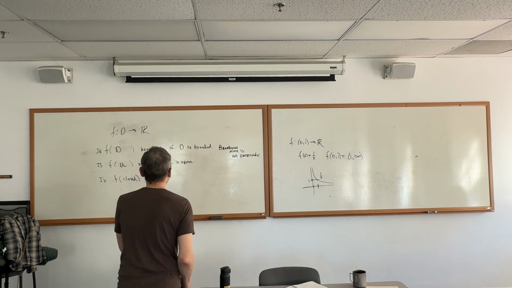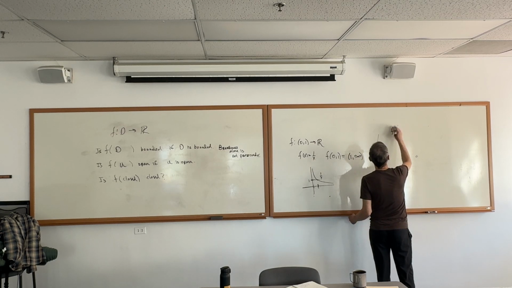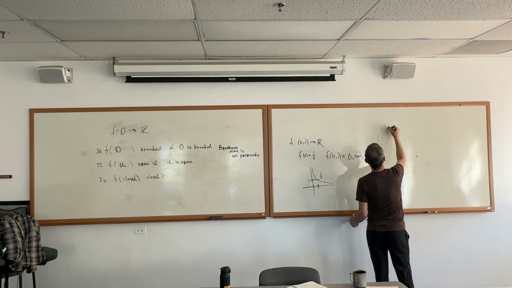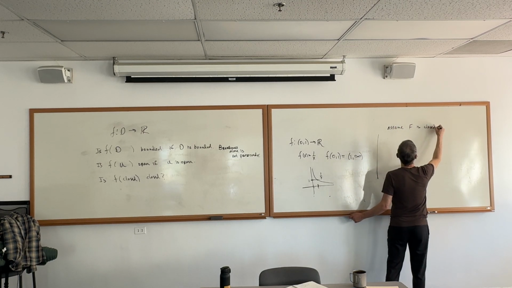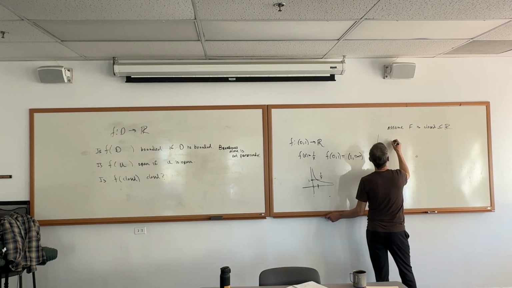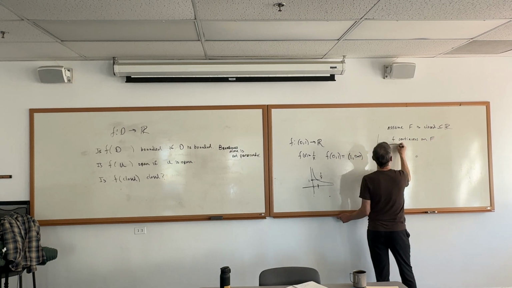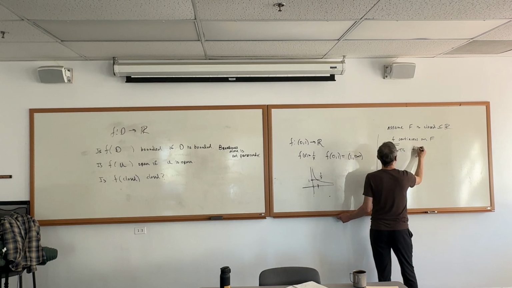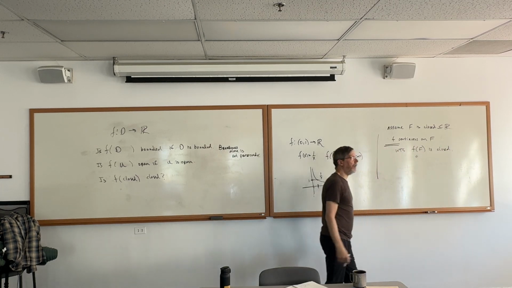Yeah, your intuition's totally right, this one is true. So let's actually prove it. Let's assume that big F is a closed set, a subset of the reals, and we have f is continuous on that set F. So we want to show that f of big F is closed as well. How do I do that? How do I show a set is closed?